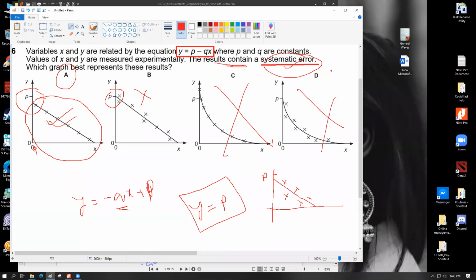The straight line would not pass through point P when x equals 0, and the plotted points would be somewhat deviated from the best fit line. Got it? Okay. This spread out effect represents random error, and this intercept represents systematic error.